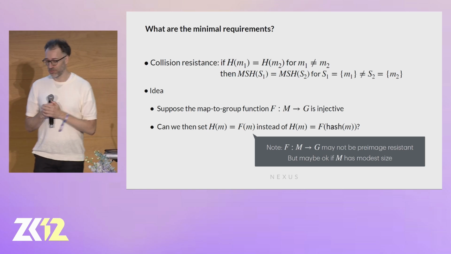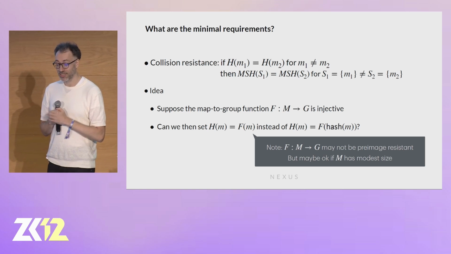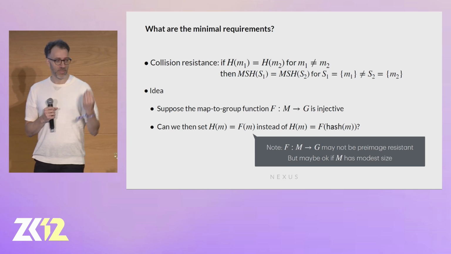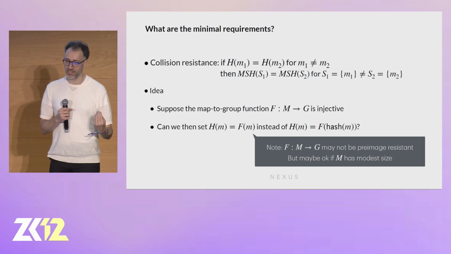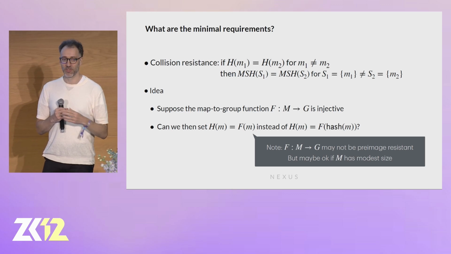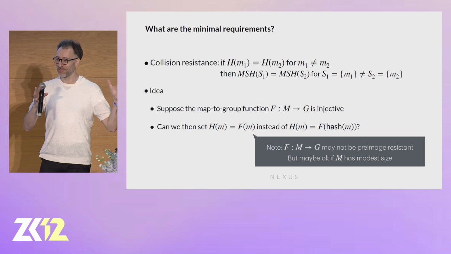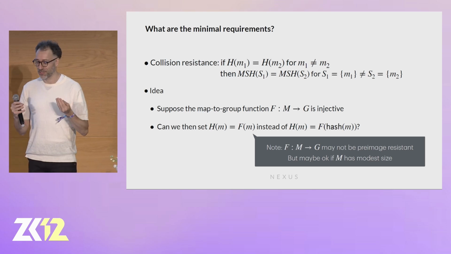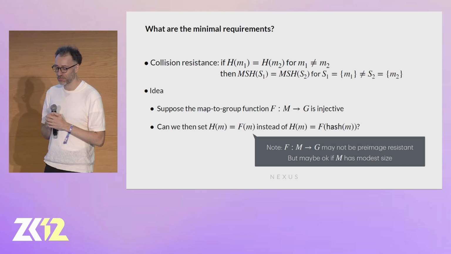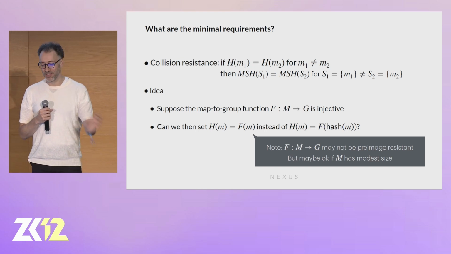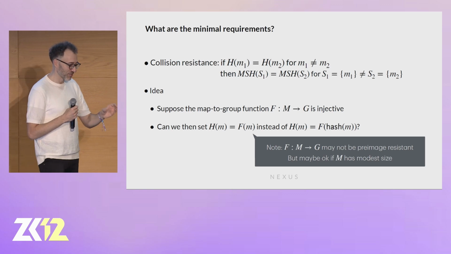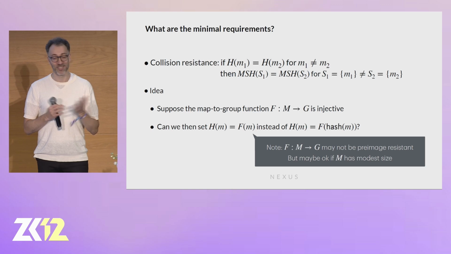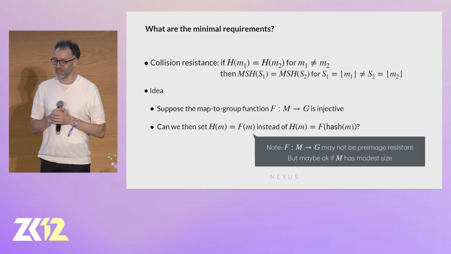Okay, so can we just use that map to group function instead of having a hash? Of course, this requires that the message space is of modest size, because if it was arbitrarily large elements, then you do need a collision-resistant cryptographic function. But if it's a small set, maybe the size of the set is smaller than the group, and it's possible to have an injective function and get collision resistance through injectivity.